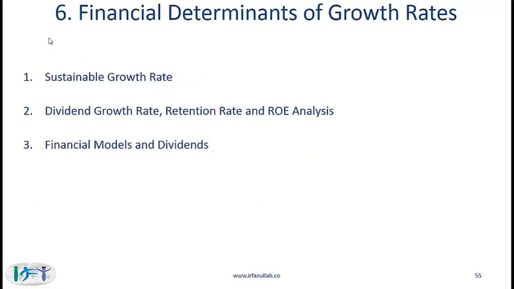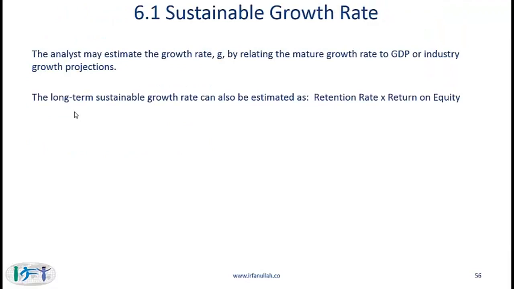Section 6, financial determinants of growth rate. So the emphasis of this section is on coming up with the growth rate, which obviously is an important number in our model. There are 3 subsections and we'll go over each of them. Section 6.1 talks about the sustainable growth rate. So how do you come up with this?